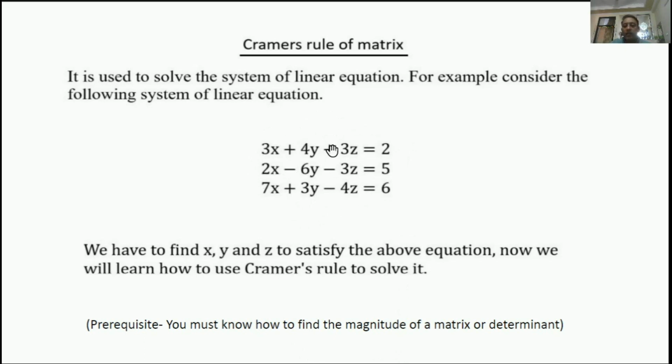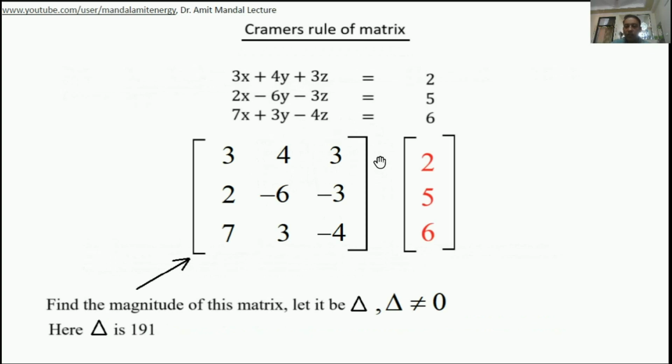First of all, write these equations in matrix style. You can see that the coefficient of x in the first equation is 3, in the second is 2, and in the third it is 7. So write 3, 2, 7. Similarly, the coefficient of y is 4, minus 6 and 3. The same for the coefficient of z: 3, minus 3, and 4. So this is our left hand side matrix, and the right hand side is a column matrix 2, 5, 6. I have written these in red.